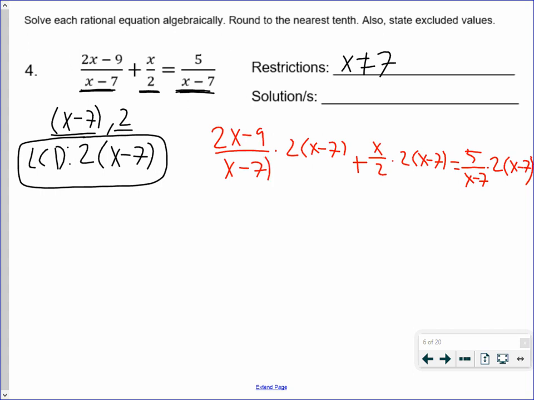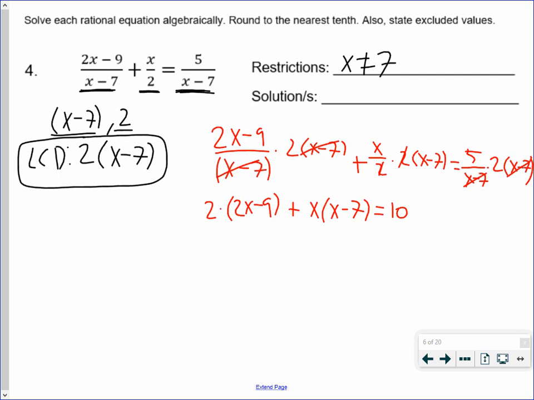Now that I multiply each fraction by the LCD, I'm going to cancel out my denominators. For the first fraction, this x minus 7 and that x minus 7 cancel out, and I'm left with 2 times 2x minus 9. For x over 2 times 2 times x minus 7, these 2's cancel out, and I'm left with x times x minus 7. And for my last fraction, on the other side of the equation sign, the x minus 7's cancel, and I'm left with 5 times 2, or just 10.